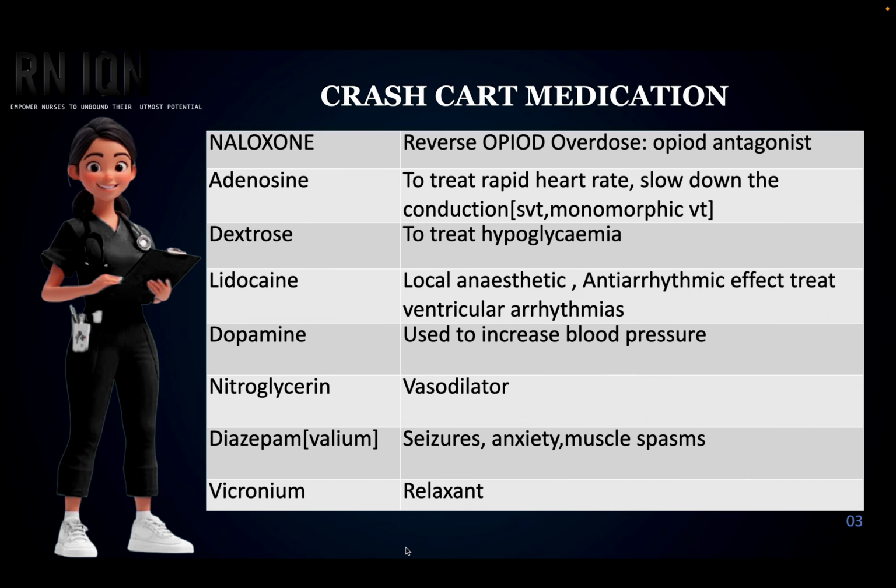As you all know, naloxone reverses opioid overdose. It is an opioid antagonist, means it blocks the opioid receptor and quickly reverses the effect like respiratory depression. Okay, adenosine treats rapid heart rhythms like SVT, supraventricular tachycardia, and monomorphic ventricular tachycardia in order to reduce the heart rate. That means it slows the electrical conduction through the heart, helping to restore a normal rhythm.